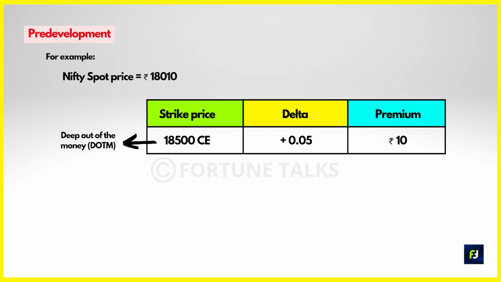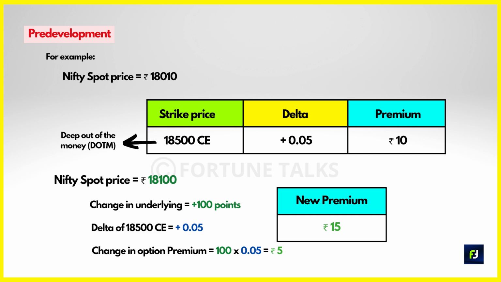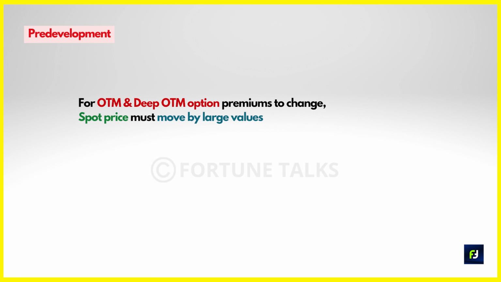So if the premium for 18,500 call option when the spot value is at 18,000 is rupees 10, then when Nifty moves 100 points to 18,100, the premium is likely to move by 100 multiplied by 0.05, which is equal to 5 points. Hence the new premium will just be rupees 15. Now this may look like a very small change on an absolute scale, but when you think of it in terms of percentages, then the option has increased 50%. So what is the conclusion that we derive from this observation? Even though deep out of the money options tend to have impressive percentage returns, for such a thing to happen, the spot price has to move by a large value.